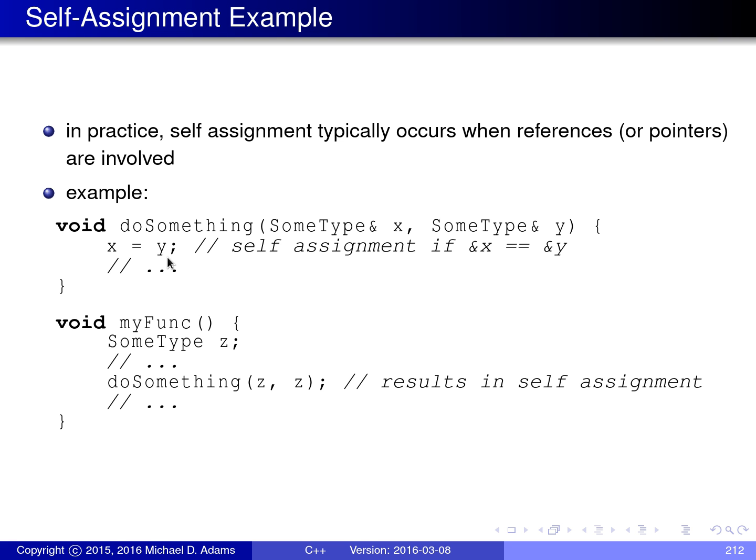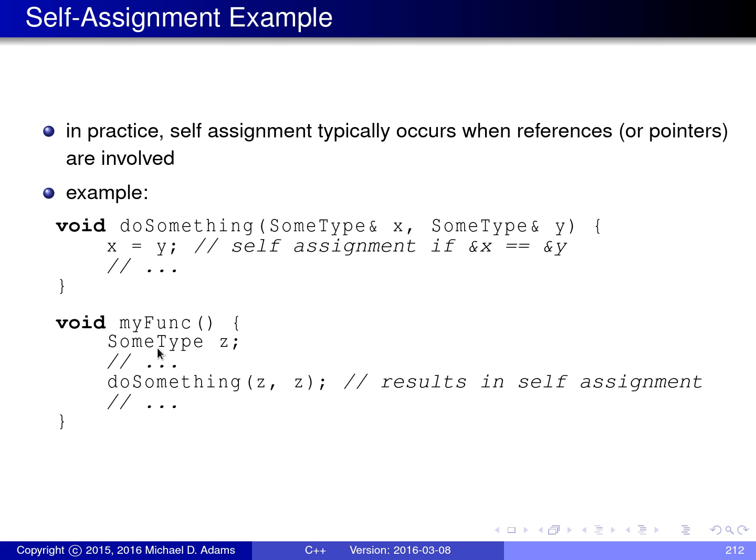Well, when you're writing the function do something, x equal y does not look like self-assignment, but it could become self-assignment, because notice that x and y are passed by reference here. So x and y are both nicknames or aliases for already existing variables. And the issue is that the user of this function, do something, might write code that looks like what's shown in this function myfunc.